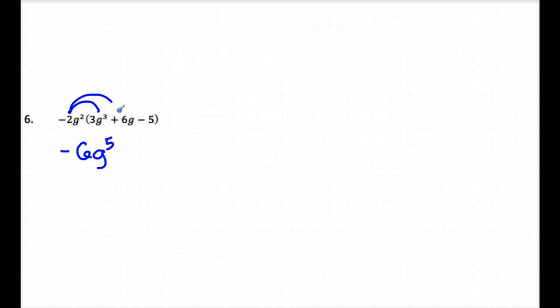Then we're going to distribute to the positive 6g. Negative times a positive is a negative. 2 times 6 is 12, and g squared times g would give us g cubed. Then finally we have a negative times a negative here. This gives us a positive. 2 times 5 is 10, and then we're just going to bring our g squared.